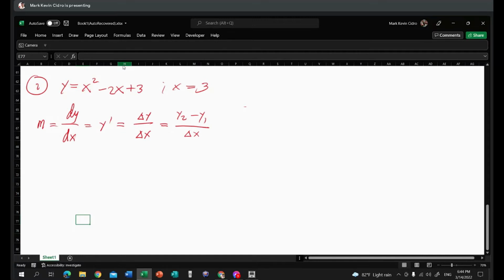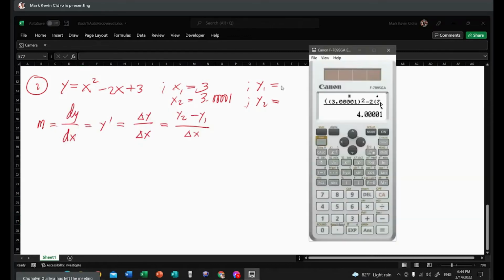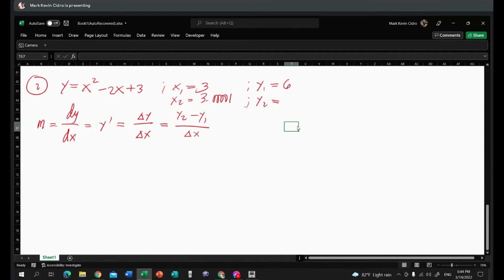Basta ito, isipin na lang, the delta x is almost equal to 0. So we could say your x sub 1 is 3 and your x sub 2 is equal to 3.0001, di ba? Then for x is equal to 3, you will have a corresponding value of y. Then for the other x, you will have another corresponding value of y. Di ba? If we try to solve these two, what is the value of y when x is equal to 3? Okay? Using your calculator, when x is equal to 3, the value of your y is equal to 6. Okay? Let me put it here. This is equal to 6.